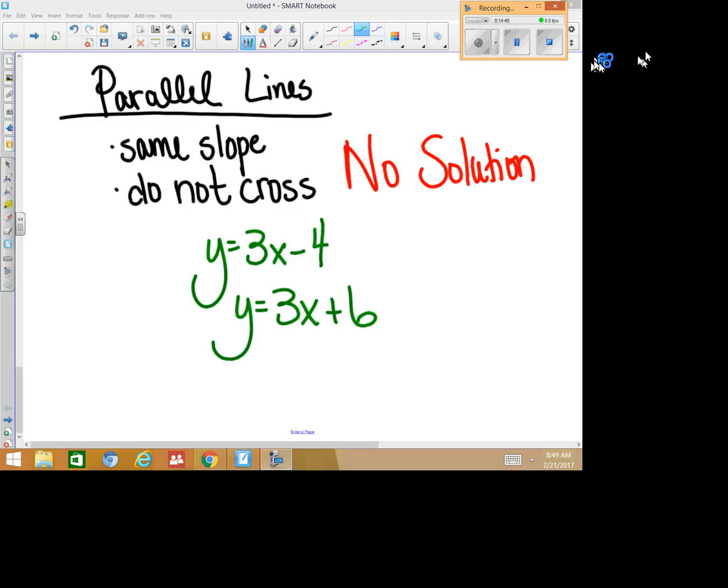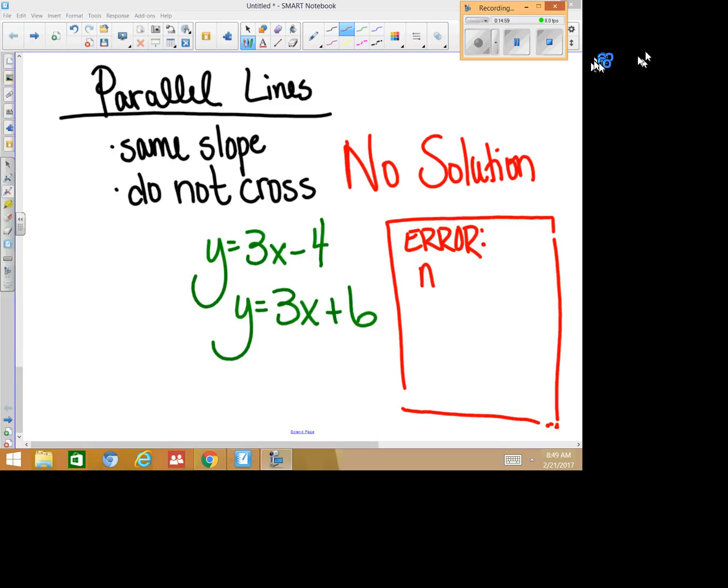It says error, no sign change. It comes up like an error screen. Error, no sign change, and then quit. What does that mean? They have the same slope. Okay, so then you know right away they're parallel.